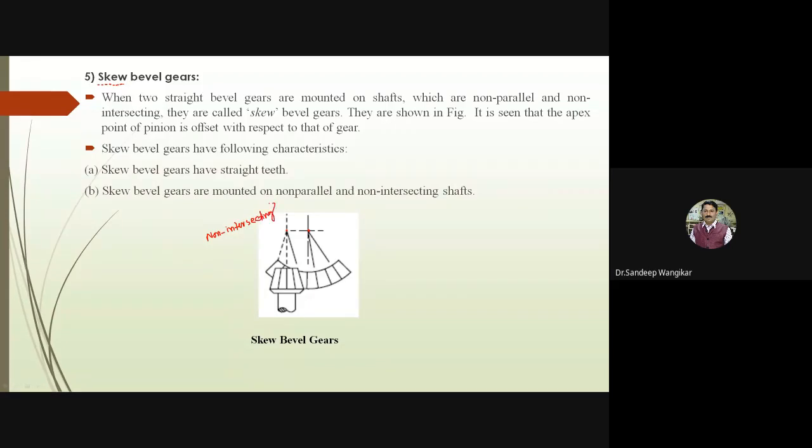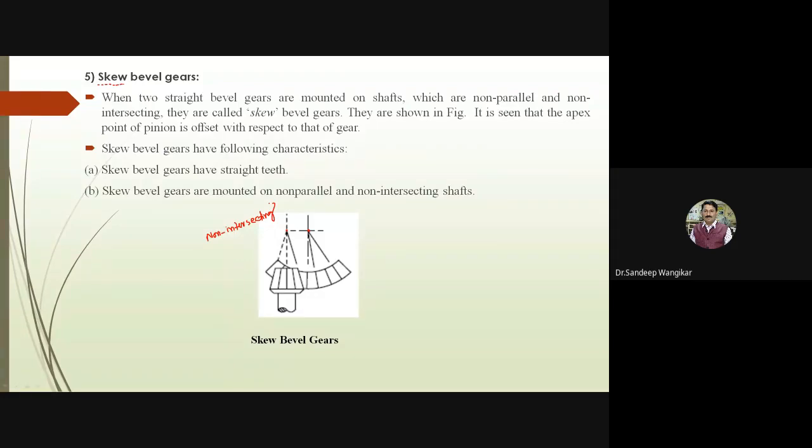Non-intersecting condition. So non-parallel, and the non-parallel condition is already there in bevel. They are all categories of non-parallel only, whatever we have discussed in the last 4 or 5 types. But there the axes are intersecting. Here in this case, the axes are not intersecting. It is seen that the apex point of the pinion is offset with respect to that of the gear.